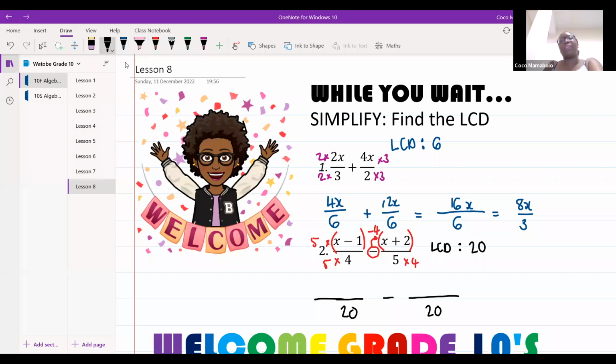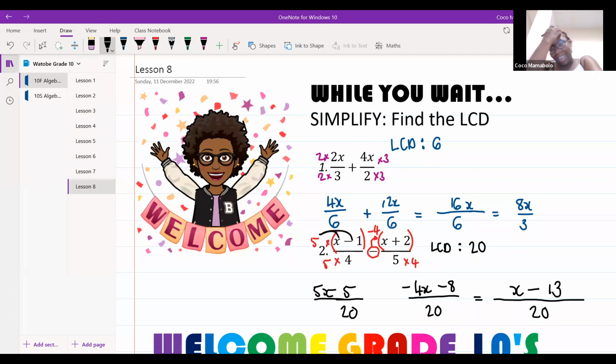So I'm going to end up with 5x minus 5, and over here I'm going to have negative 4x minus 8, and this is equal to, I'm going to write one big denominator, 5x minus 4x will give me x, and then negative 5 minus 8 will give me negative 13 over 20. I cannot simplify any further than that.